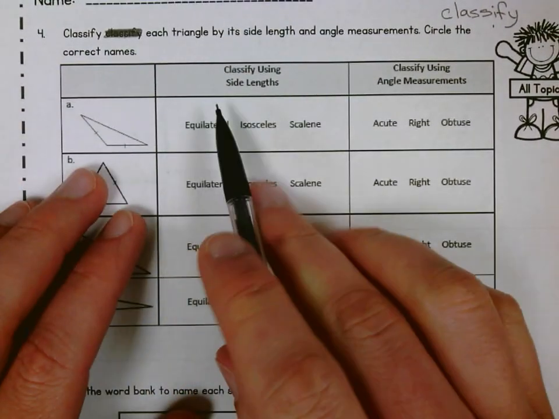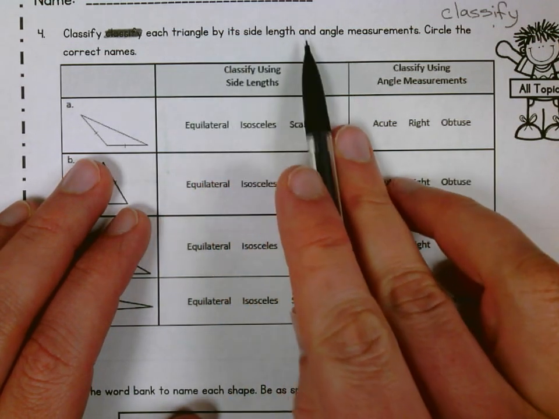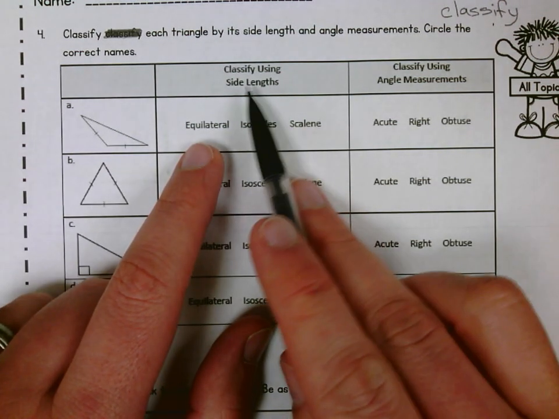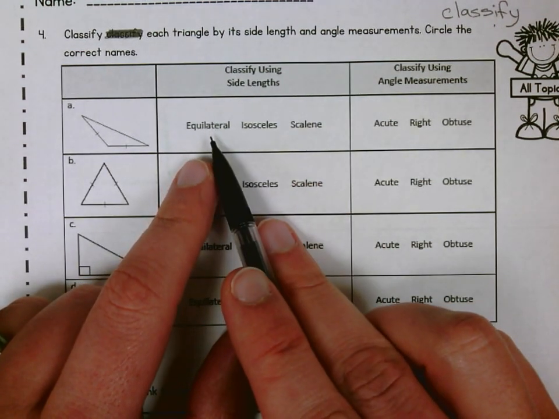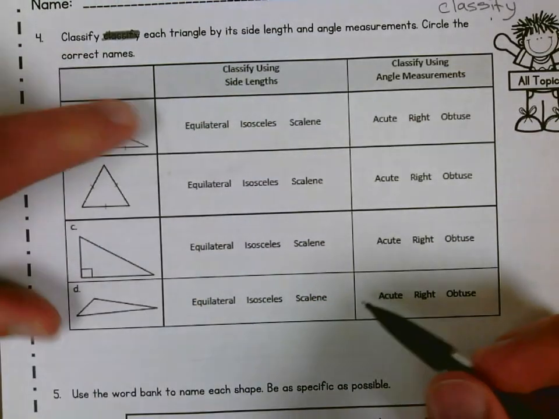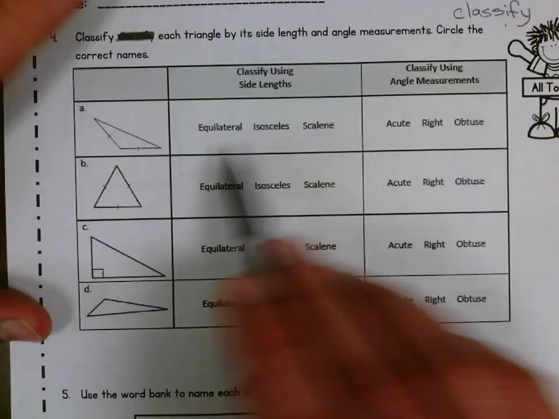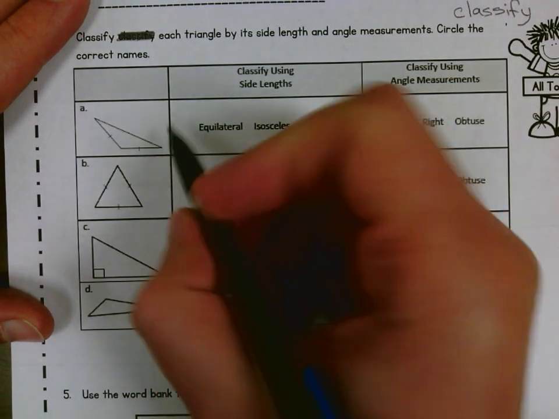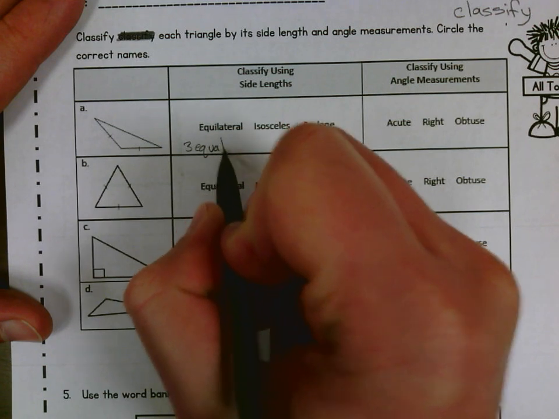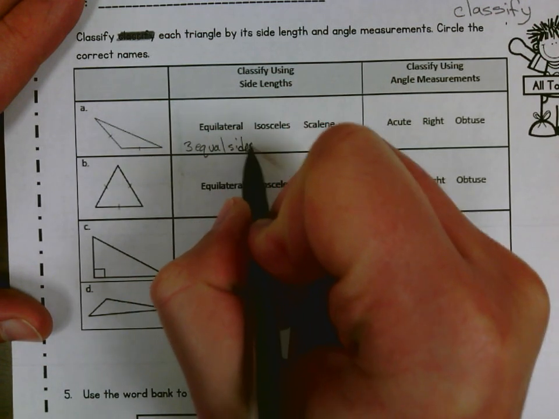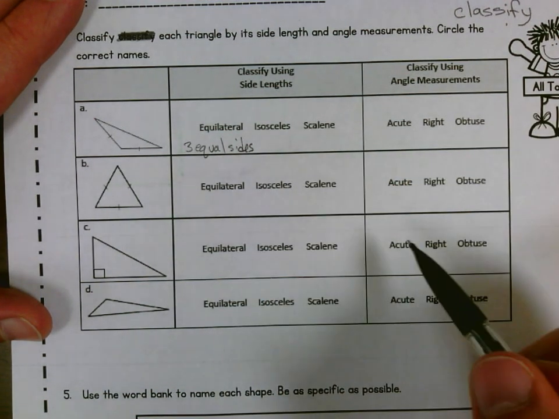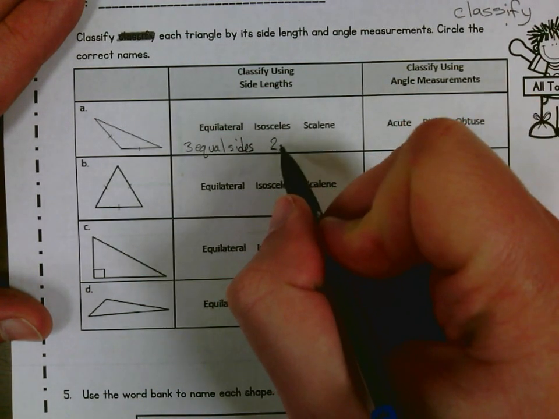Okay, so here we go. Classify each triangle by its side length and angle measurements. Circle the correct names. Well, when we're classifying side lengths, we have three names: equilateral, isosceles, and scalene. To be able to classify these, I need to know what these words mean. Equilateral means three equal sides. It's right in the name. Equilateral is three equal sides.